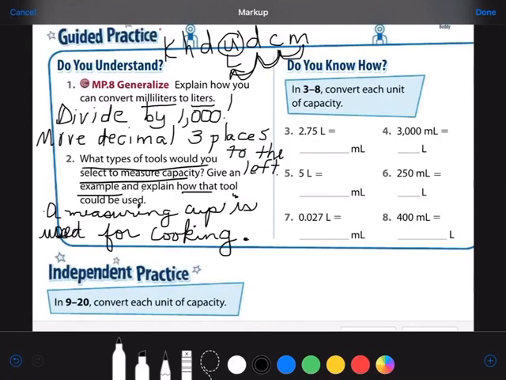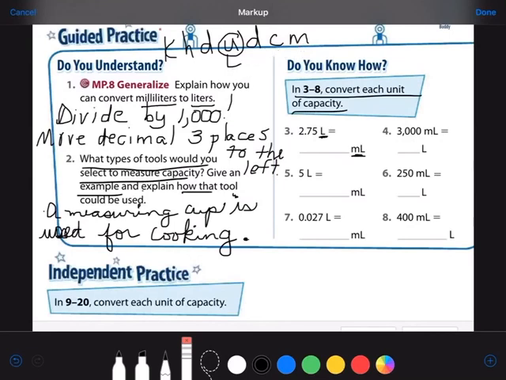Now it says for 3 through 8, we're going to convert units of capacity. The cool thing about this particular lesson is they are always doing liters and milliliters. It's always going to be 3 jumps, liters to milliliters. Either 3 jumps to the right or 3 jumps to the left, depending on how we're changing things. So let's do number 3 first. We're going from liters, which are big, to milliliters, which are small.